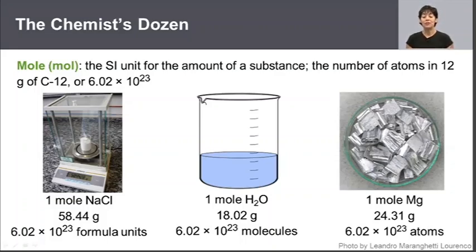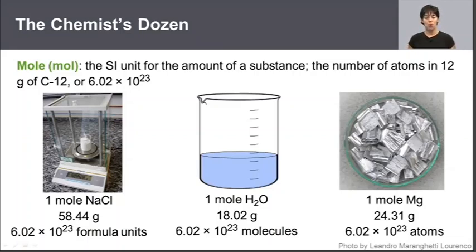So, mole, the international standard unit for the amount of a substance, or the number of atoms in 12 grams of carbon-12, or 6.02 times 10 to the 23rd. You're going to hear that a lot. It might be something you put in your notes. Let's look at our examples.